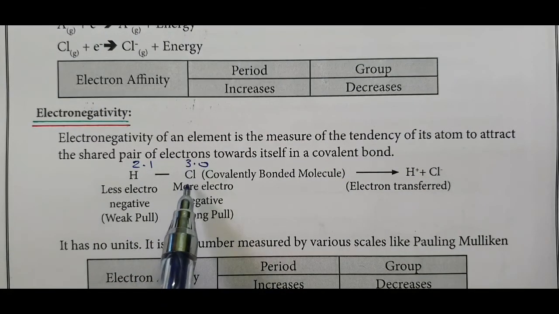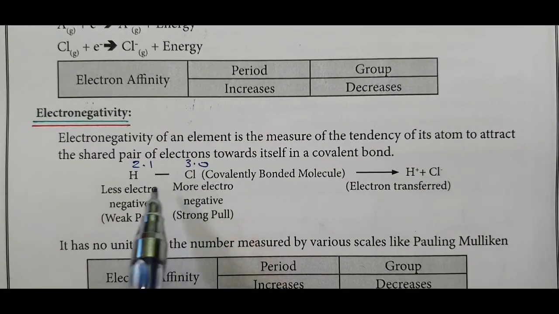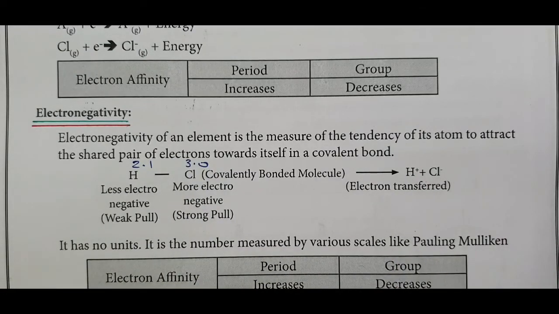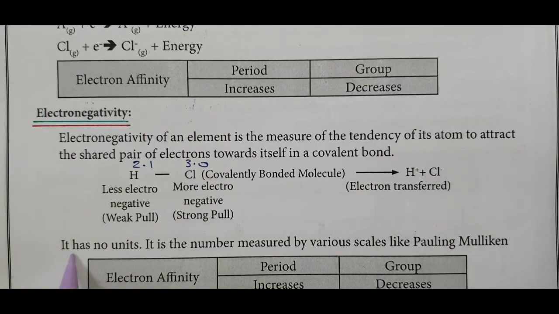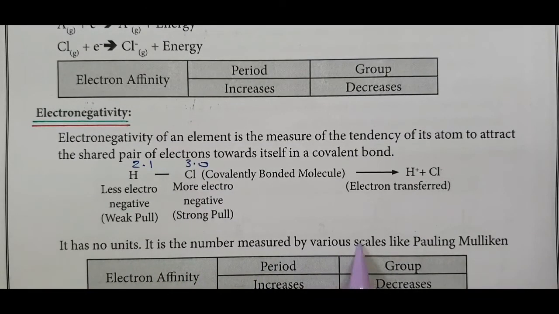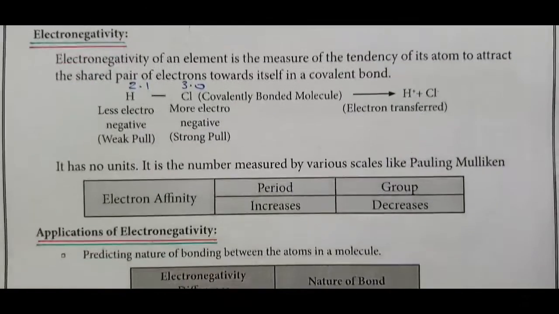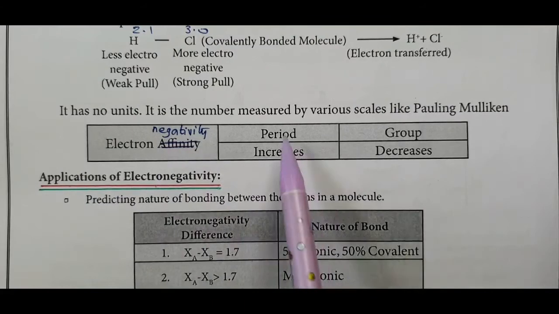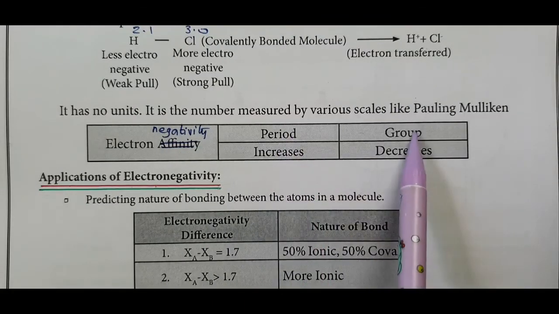The more electronegative chlorine pulls the shared pair of electrons towards itself, therefore H becomes plus and Cl becomes minus. Electronegativity has no unit. It is a number measured by various scales like the Pauling scale and Mulliken scale. Electronegativity in a period left to right increases, in a group top to bottom decreases.